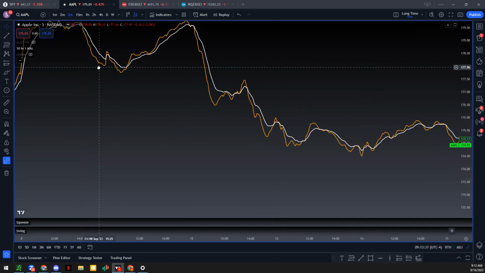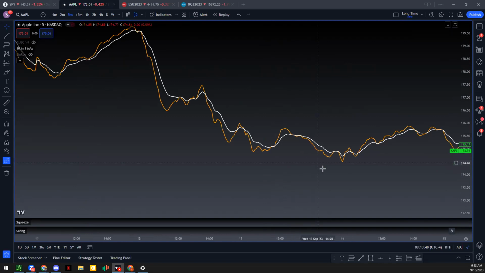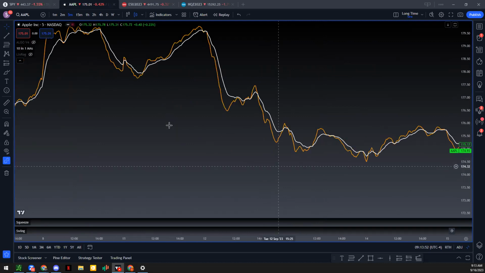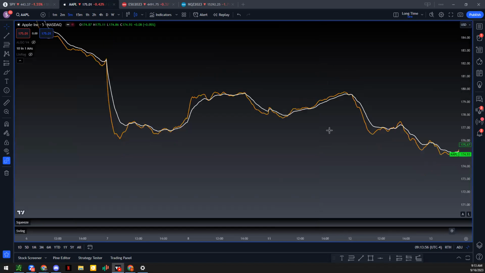Let me see if I can see a real good one to the downside. Here was a nice little one. 6 and 17 crossed down. Probably a little consolidation right here, and then a nice little push down, right? Does this strategy work every single time? No. But does it work quite often? Yes. And that's all we need.